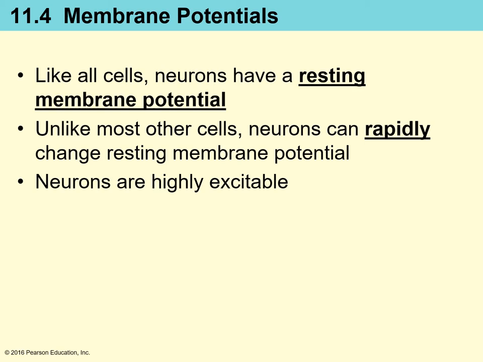Neurons have a resting membrane potential, just like all cells do. However, they can very rapidly change that resting membrane potential. That's why we say they're excitable. They very quickly respond to changes in ion concentrations, etc.